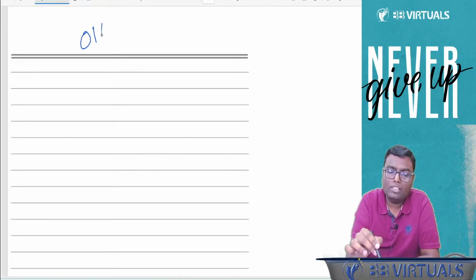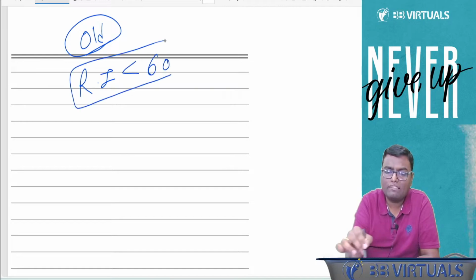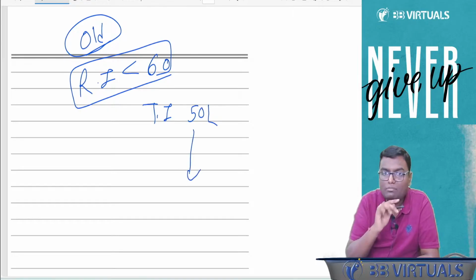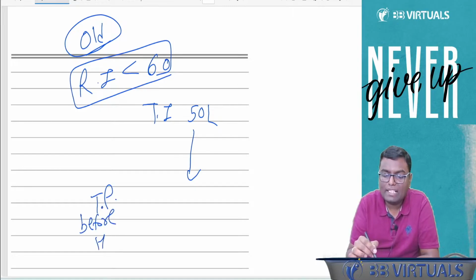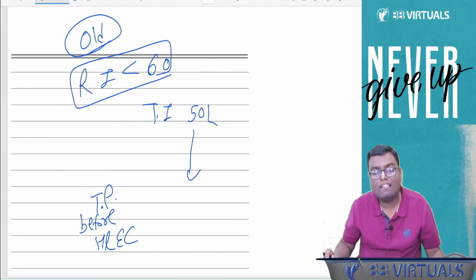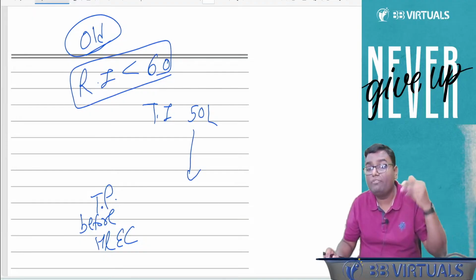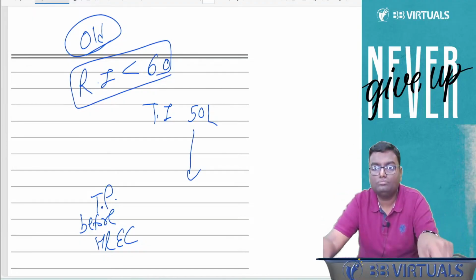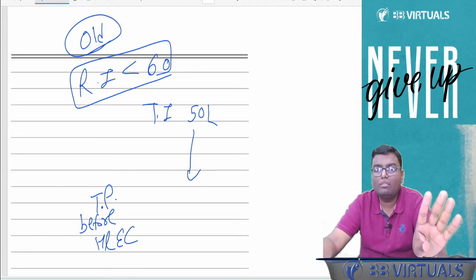I am following the old regime. I am a resident individual below the age of 60. My total income is exactly 50 lakh. Tell me, what is my tax payable before health and education cess? Don't add health and education cess. Just tell me my tax payable before health and education cess, if my total income is 50 lakh.